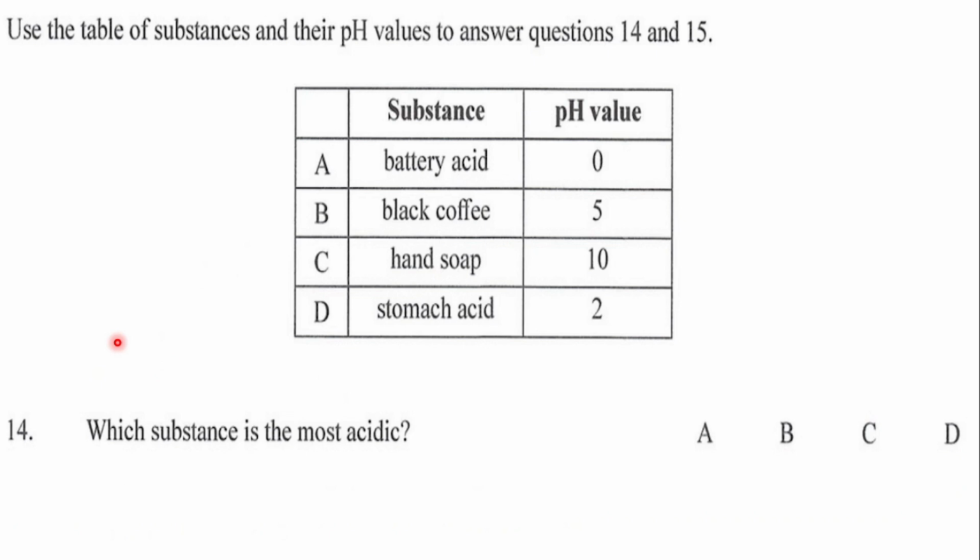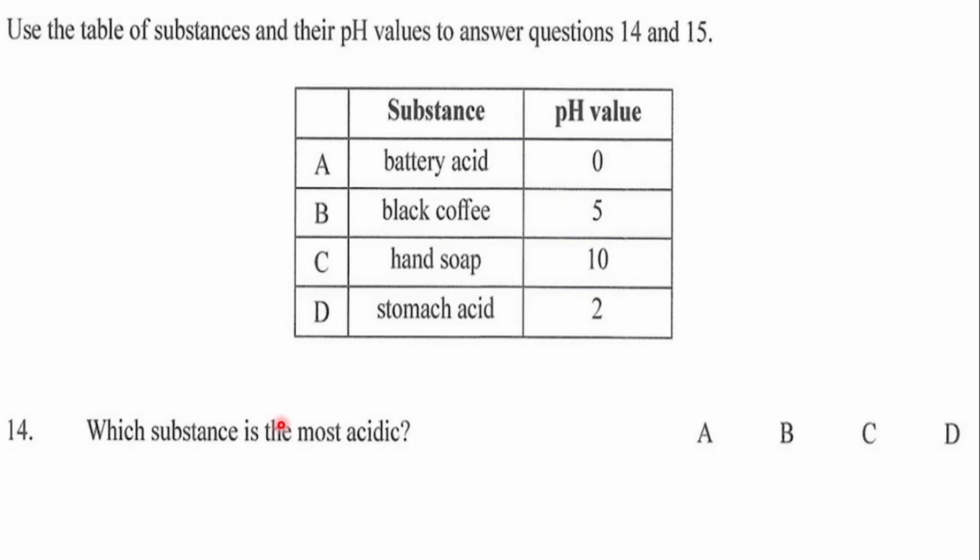Let's move on to question number 14. We're going to be using this particular table, and not just for question 14, but also for question 15. Use the table of substances and their pH values to answer questions 14 and 15. Battery acid has a pH value of 0. Black coffee has a pH value of 5. Hand soap has a pH value of 10. Stomach acid has a pH value of 2.